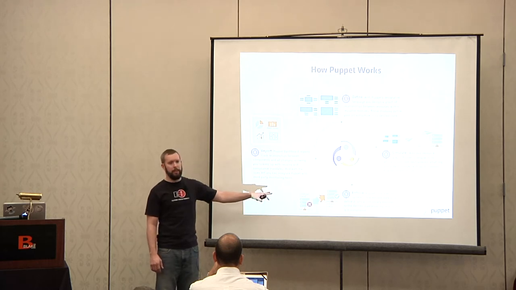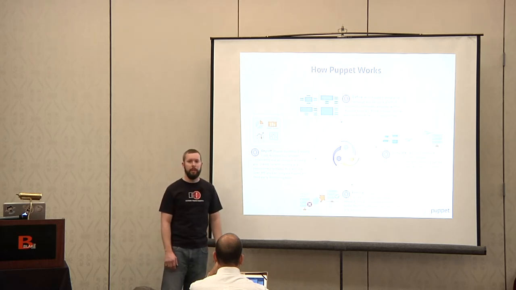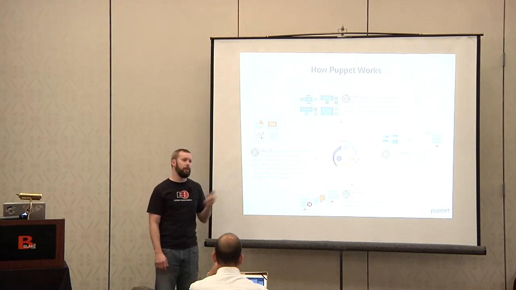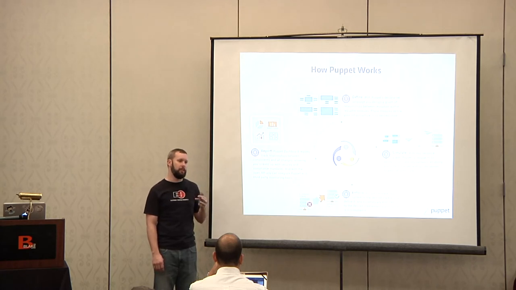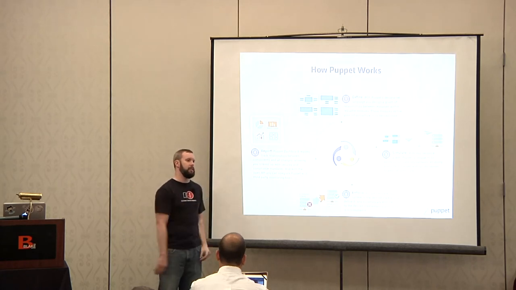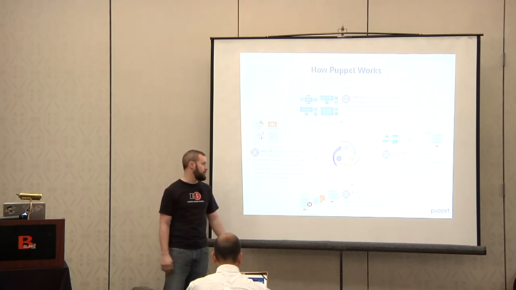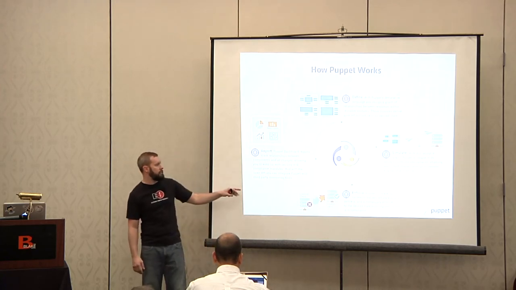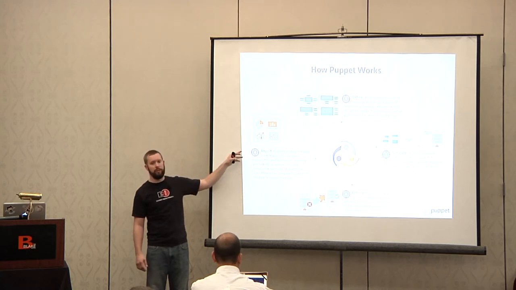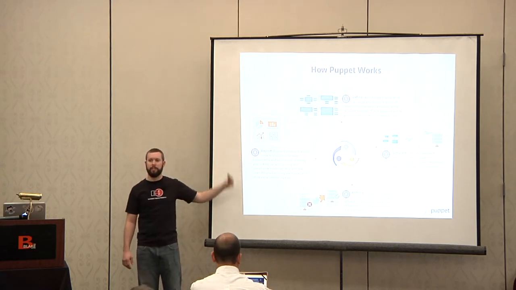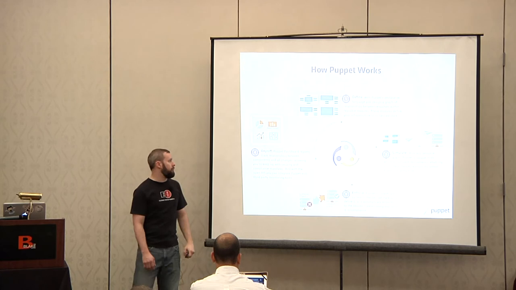Then you can run Puppet in the regular enforcing mode. There it's going to take the code that you've written that says the machine should look like this, and it's going to diff it against reality and make any changes as necessary. And then anytime we make a change or we run in simulate mode, reports get kicked off. We'll dive more into each of these.